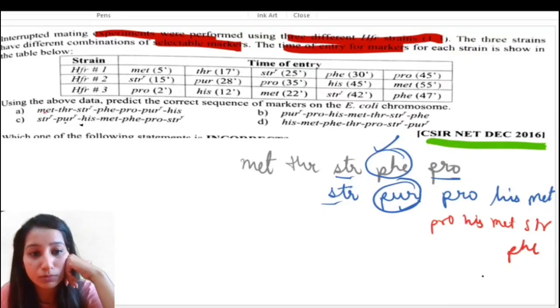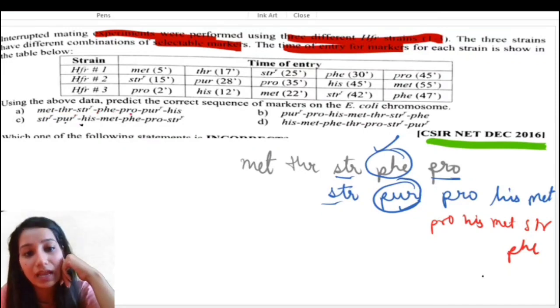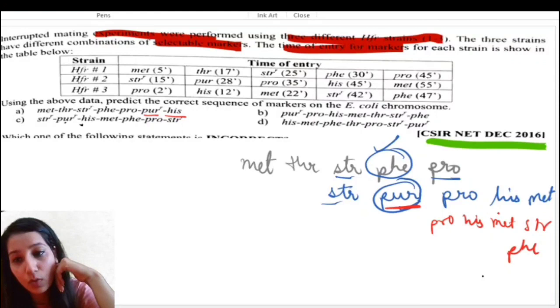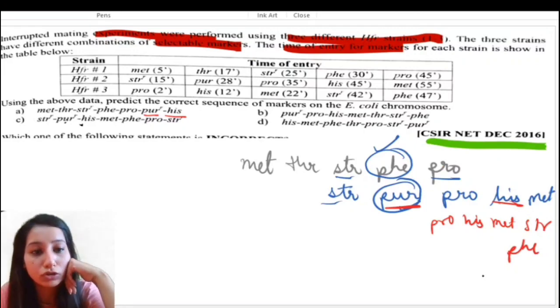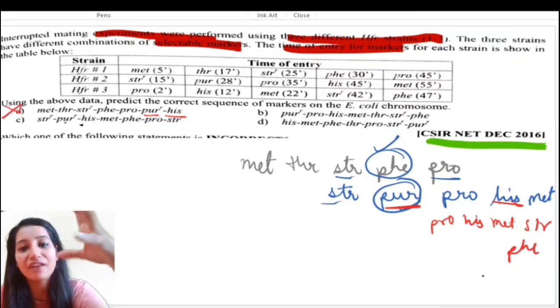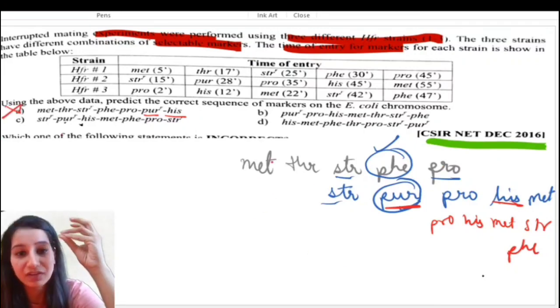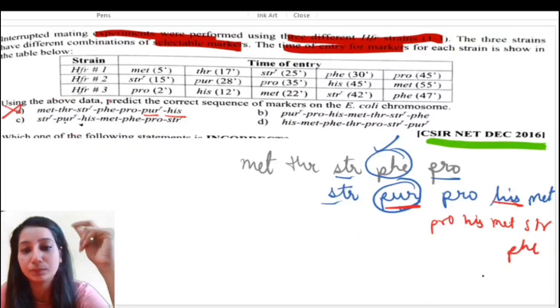The first option is saying methionine, then THR, then STR, then PHE, then PRO. But then it is writing PUR and HIS. Is PUR going with HIS? No, it is not going with HIS. So this option is totally incorrect. We have to see this situation and match it with the options.